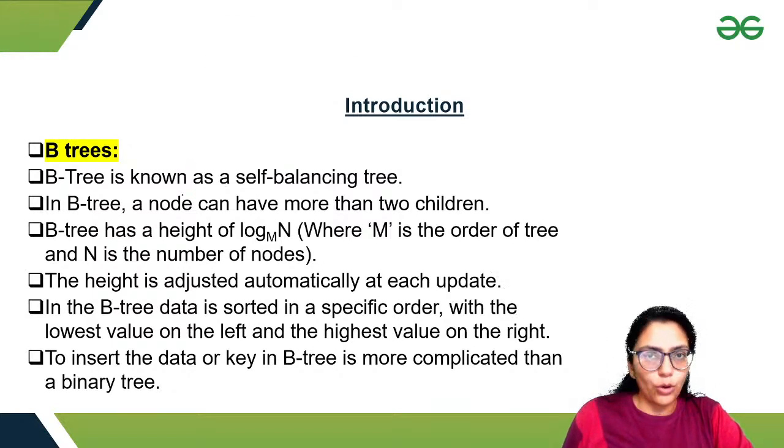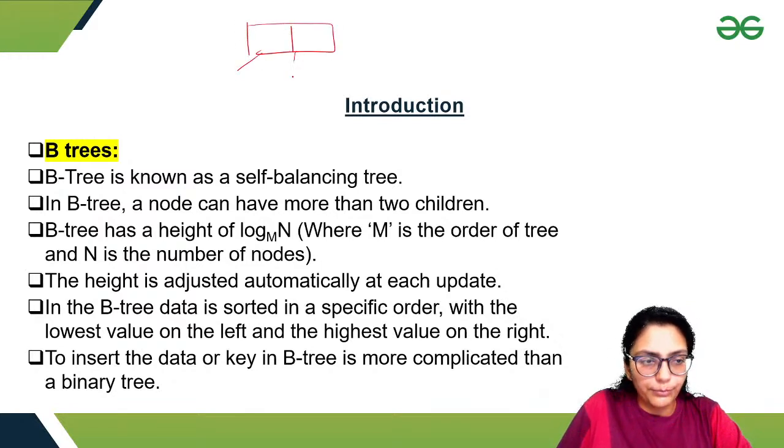So it can have more than 2 children. Children are like this: if I am pointing to this, then it is known as a child.